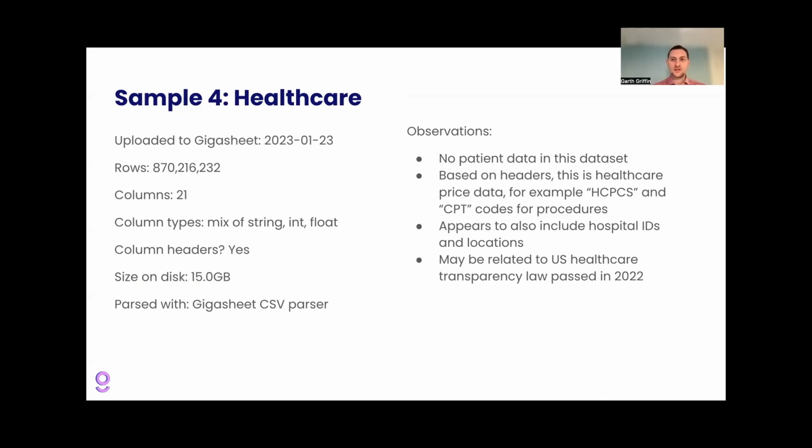But based on the headers, they included some things that look like healthcare acronyms in the United States, HCPCS and CPT, which are these acronyms for procedure codes. And so this looks like some mix of what you can get at different hospitals with some pricing. One hypothesis is that this is related to a law passed in the United States in 2022 relating to transparency in healthcare pricing. We have seen some other data files, mostly JSON files, related to the same kind of thing with healthcare pricing. And this looks like another one of those. And this is a very, very large file, 870 million rows.